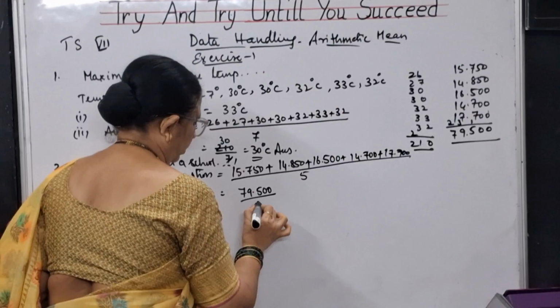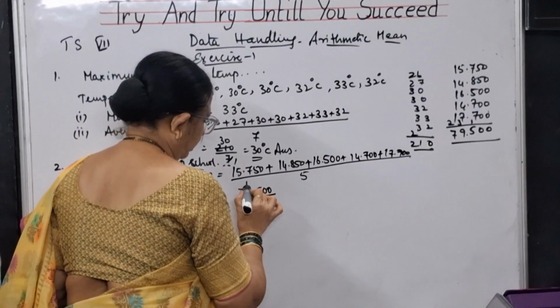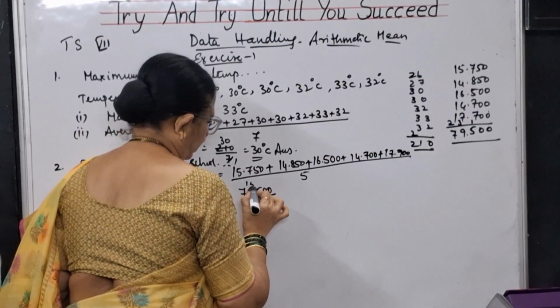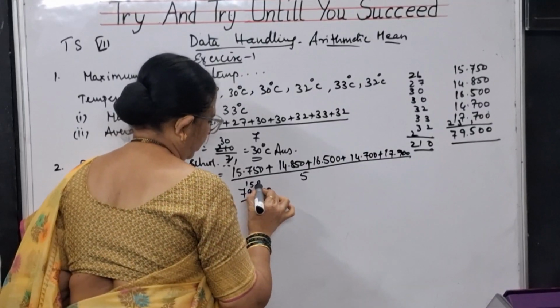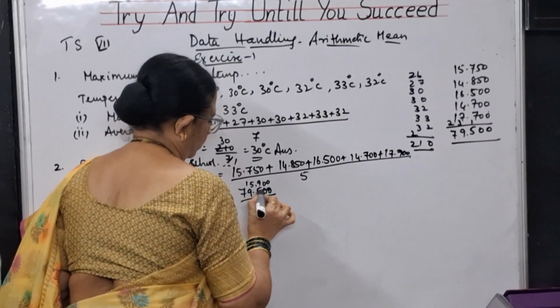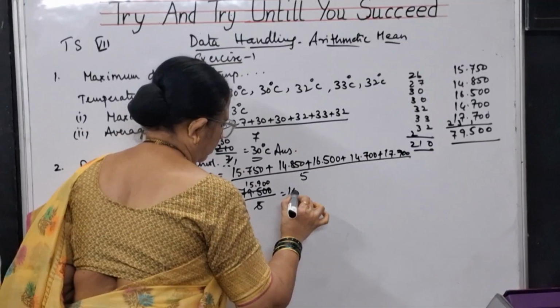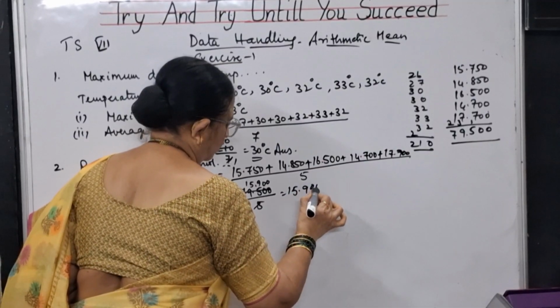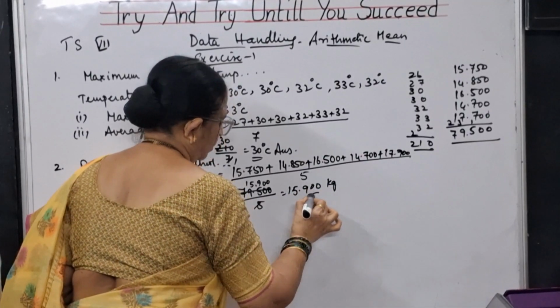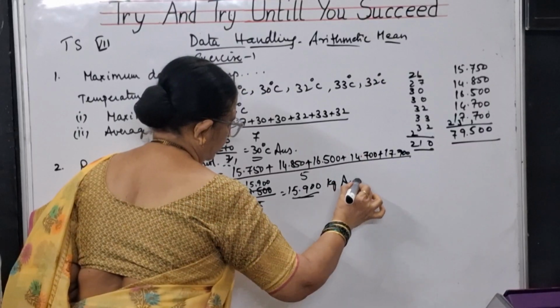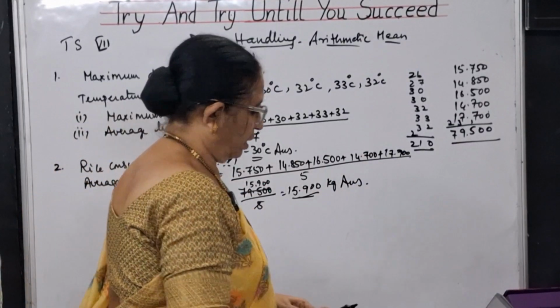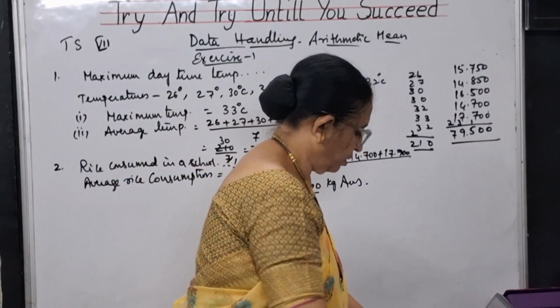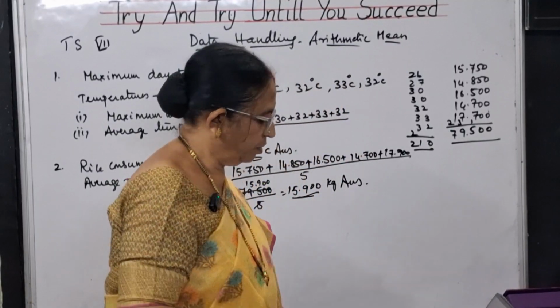The sum is 79.500 divided by 5. So 5 ones are 5, 5 fives are 25, 5 nines are 45, so this is 15.900 kgs. This is the average. This is the answer for this problem, children. Please copy it.